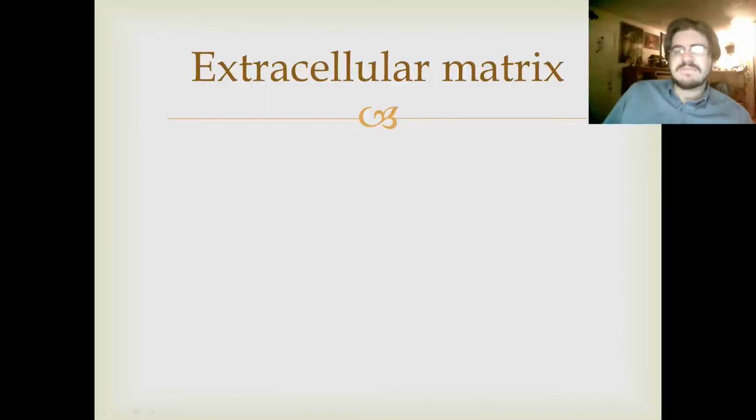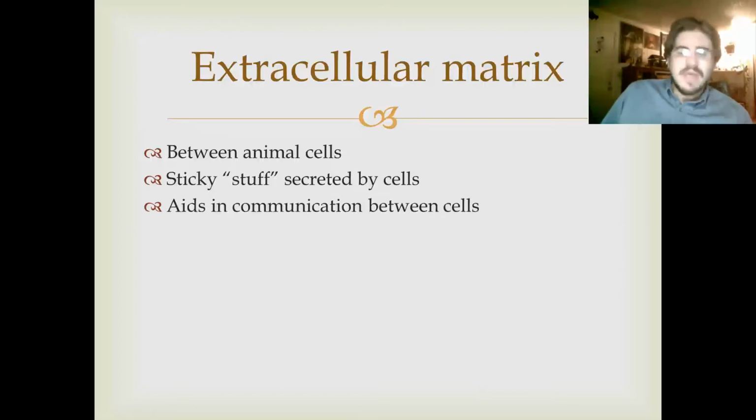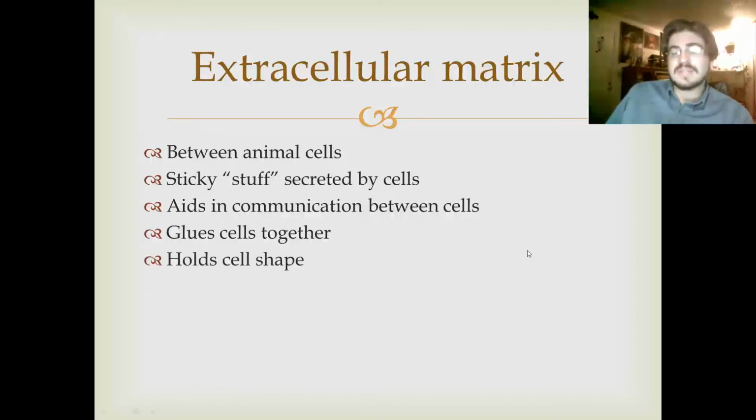The extracellular matrix is actually pretty cool because it's this giant sticky mess of sugars and fats and collagen and other stuff that helps glue cells together. So it's between animal cells, and it's this sticky stuff that's secreted by the cells and keeps them anchored together. And because they're anchored together, they're near each other, so it helps in communication between cells. It helps to glue the cells together so that they stay in a particular shape or area. And of course, it helps to hold their cell shape.